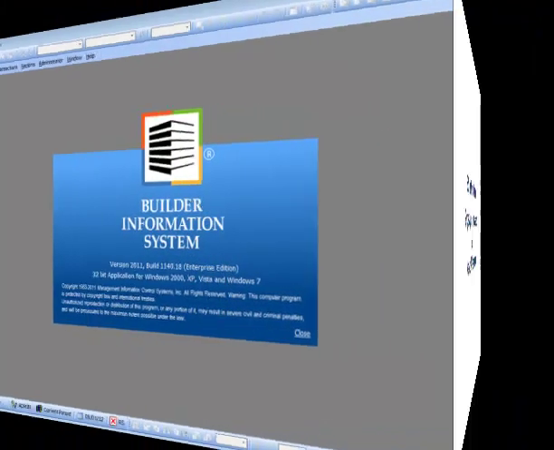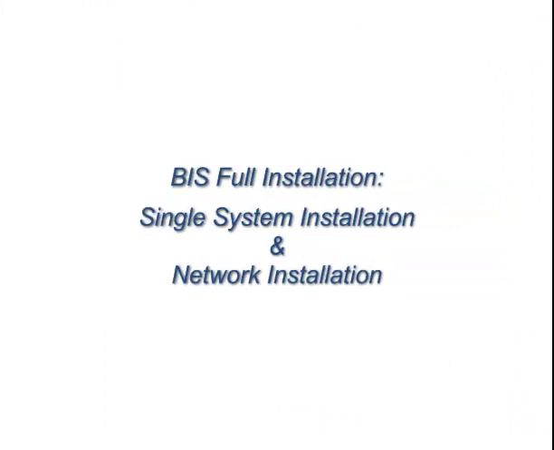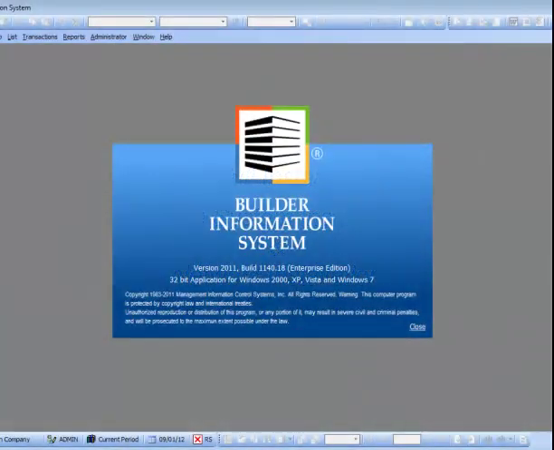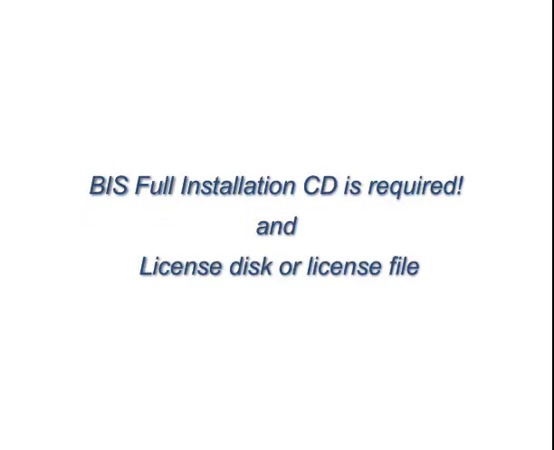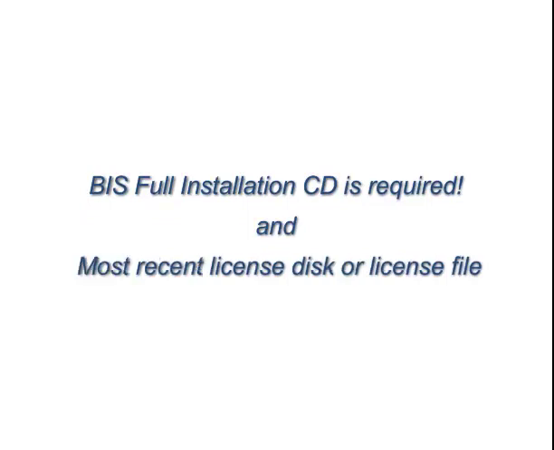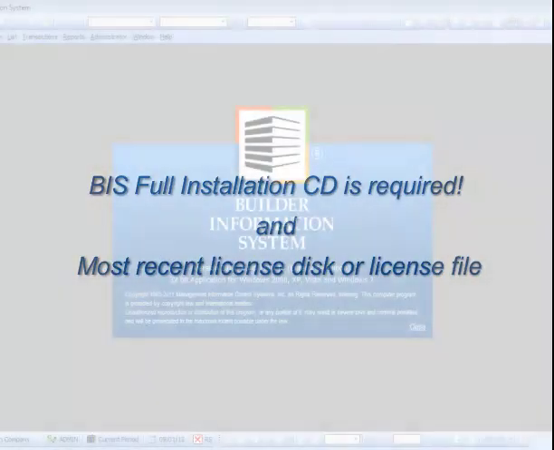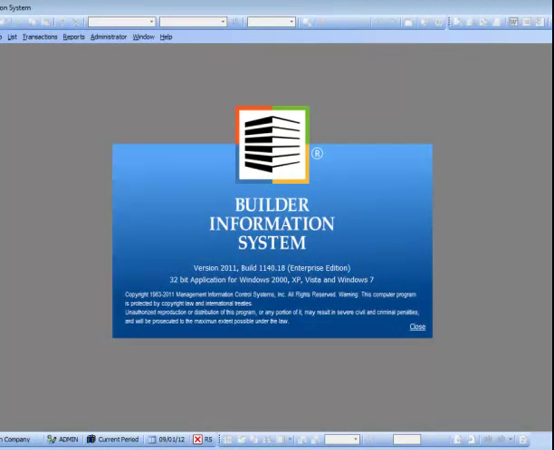This tutorial will provide an initial overview of the BIS full installation process for both a single system installation and network installation. Please note that the full installation process for Builder Information System requires the BIS installation CD. If you're installing BIS for the first time in your business environment, you will also need the license disk or file that accompanied your initial installation CD, or the most recent license upgrade if you've purchased additional modules or users since your original purchase. With Builder Information System, there are three basic installation scenarios.